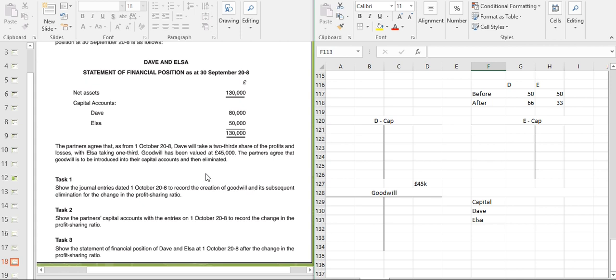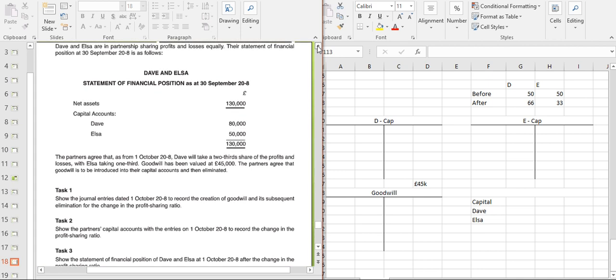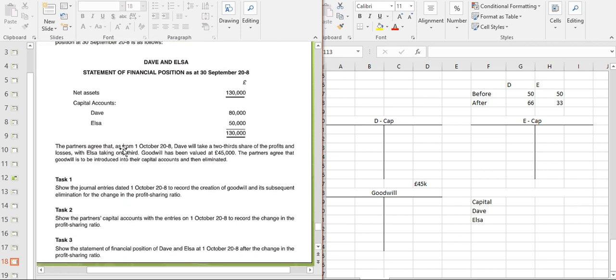So, two partners, Dave has 80, Elsa has 50. They agree, actually, I need to look at the top. So Dave and Elsa, they are in partnership sharing profits equally. So before, 50-50. The partners agree that from the 1st of October, Dave is going to take 2/3 and Elsa taking 1/3. So Dave is going to take 2/3, 66, and Elsa is going to take 1/3.